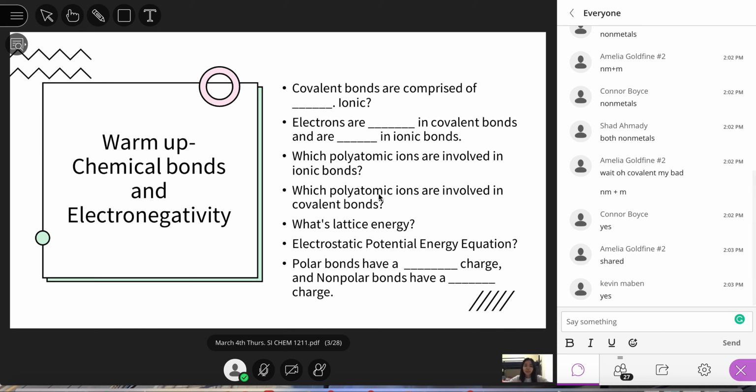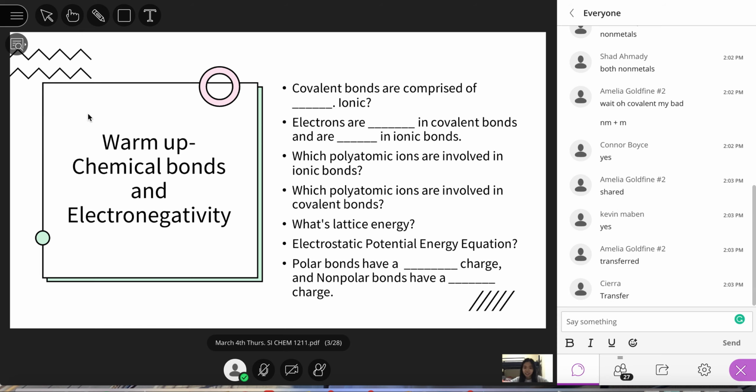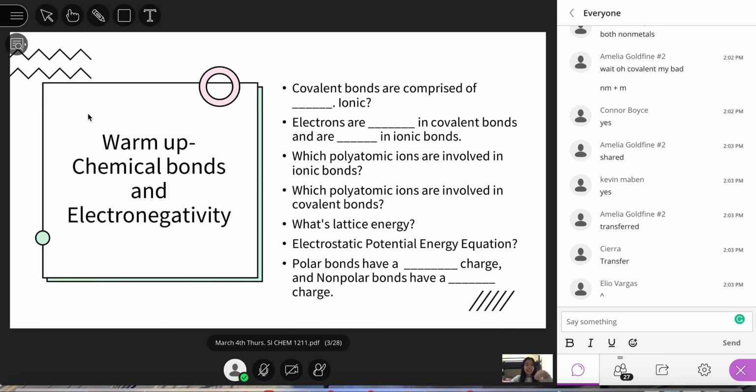Or is there something else you would say? Yes, okay. What about ionic bonds? What happens to electrons in ionic bonds then? Transferred? Do we agree with that? Okay. And that's right. Electrons are shared in covalent bonds and then transferred in ionic. Don't forget that.